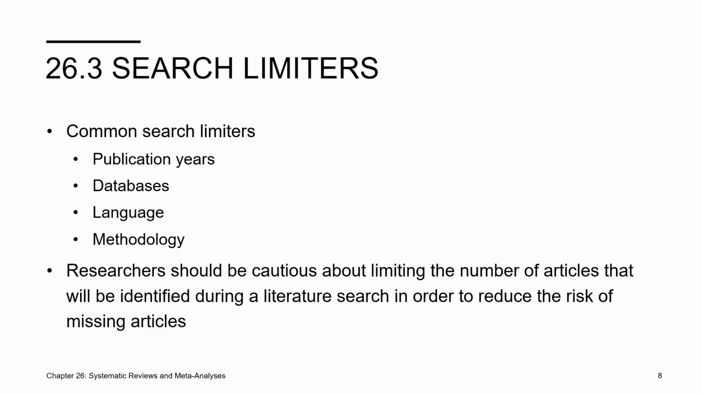So section 26.3 goes over search limiters. Common search limiters include publication years, databases, language, and methodology. However, researchers should be cautious about limiting the number of articles that will be identified during a literature search in order to reduce the risk of missing articles. I often get asked questions by students when doing some sort of literature review what the publication limitation is, how many years back they can go to.